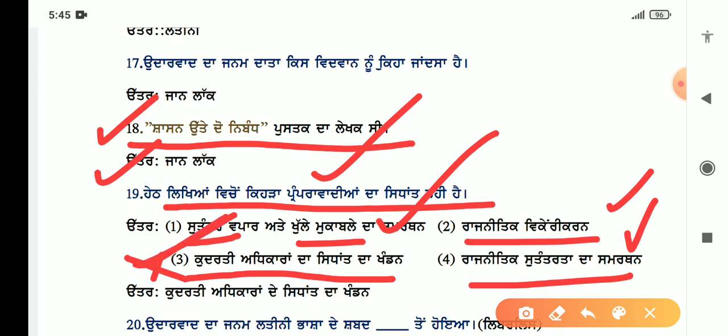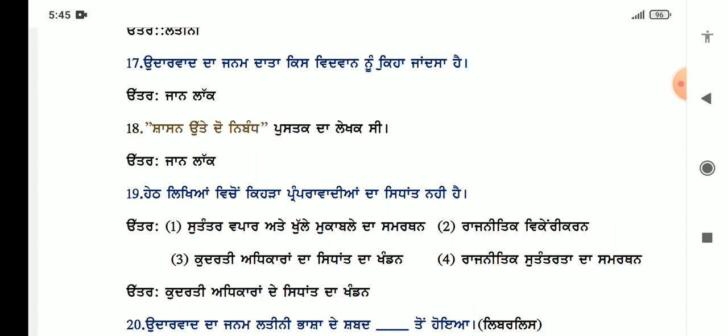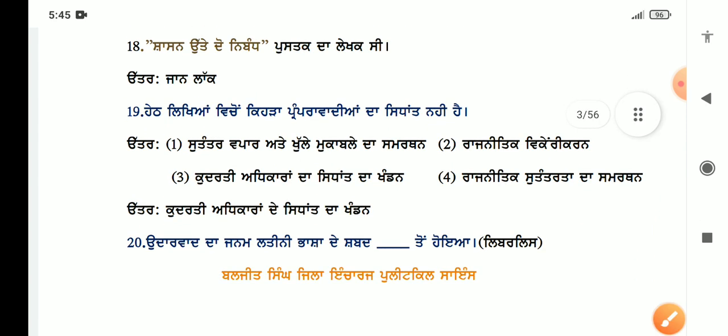Criticism of natural rights means opposition to or criticism of natural rights. There are 3 natural rights: right to life, right to property, right to liberty. Yeah, these 3, I guess. I don't remember exactly, but these are the 3: property, life, and liberty. So you can make a check.